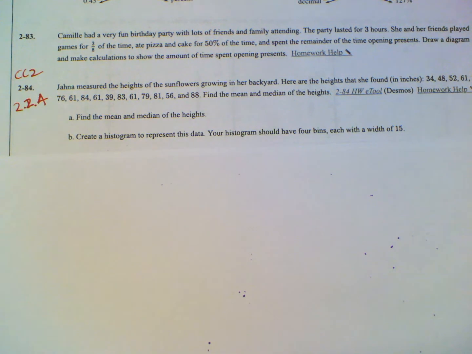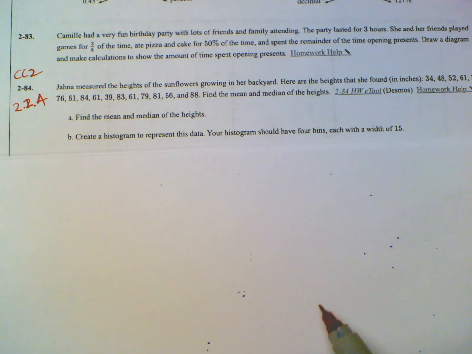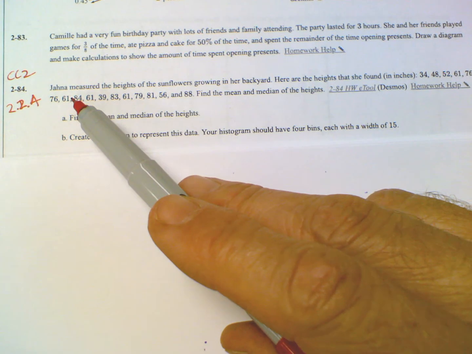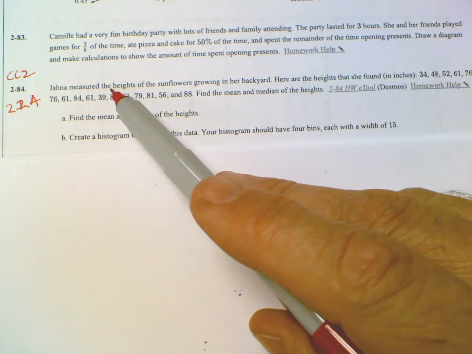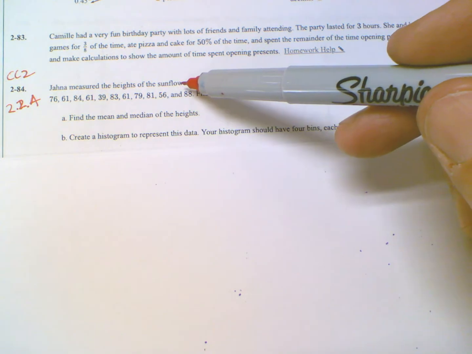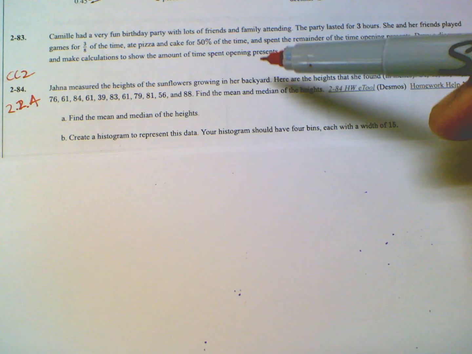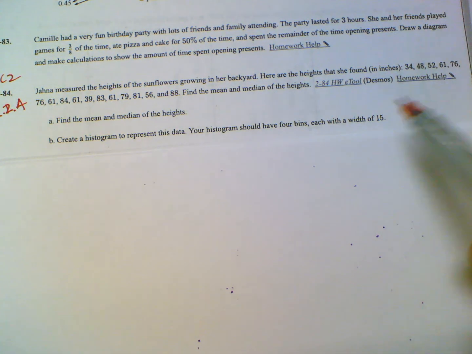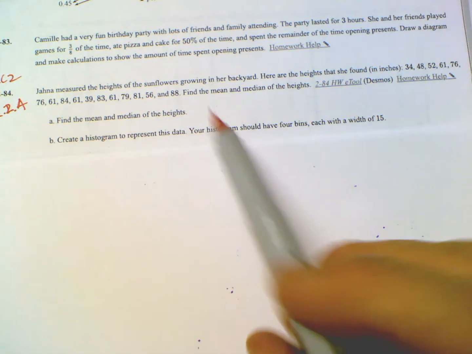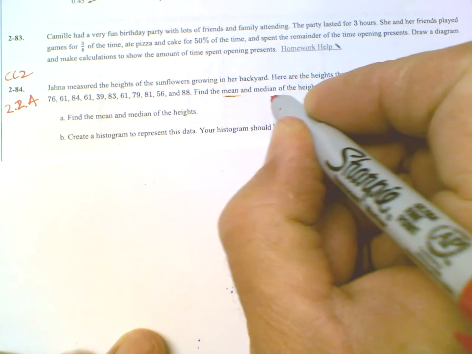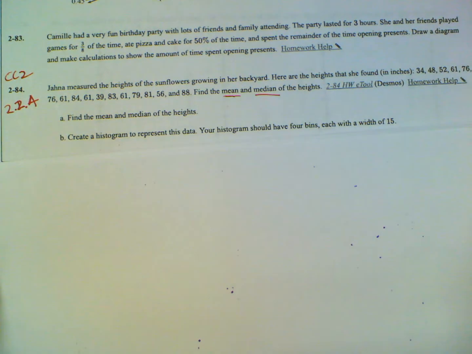This is section 2.2.4. Okay, so here we go. Juana measured the heights of sunflowers growing in her backyard. Here are the heights that she found in inches. So we've got a pretty long list here. Find the mean and the median of the heights.